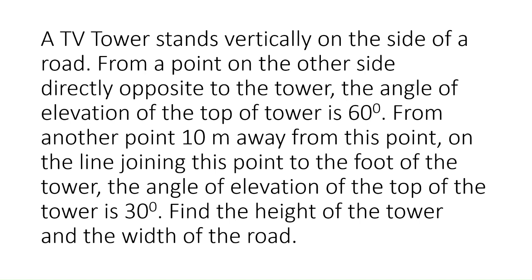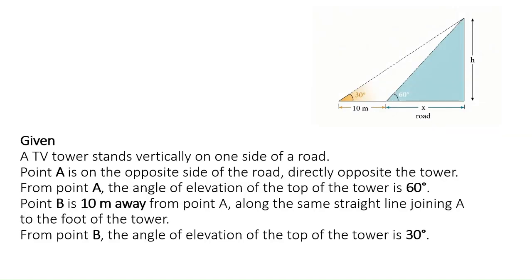From another point 10 meters away from this point on the line joining this point to the foot of the tower, the angle of elevation of the top of the tower is 30 degrees. Find the height of the tower and the width of the road. Okay, here two angles are given, angles of elevation. So let us see exactly what is given.